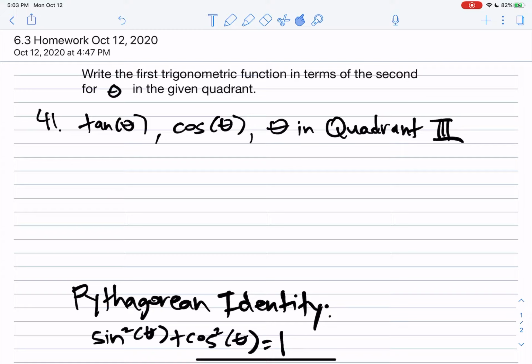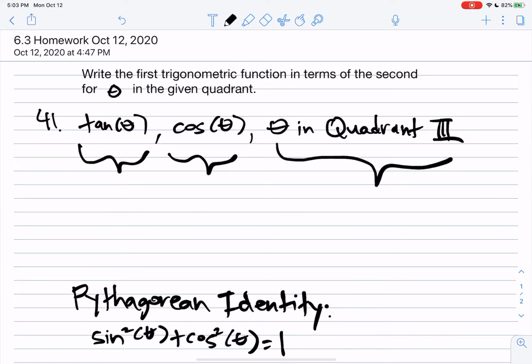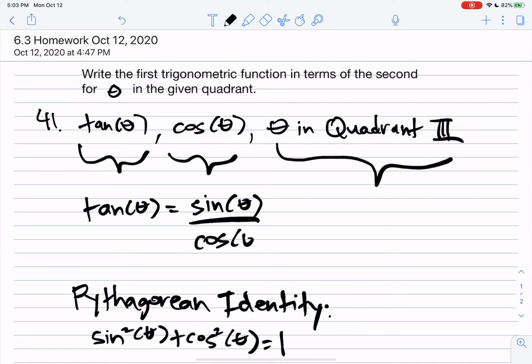All right, so number 41 says, write the first trigonometric function in terms of the second for theta in the given quadrant. So we want to write tangent of theta in terms of cosine of theta, where theta is in quadrant 3. Okay, so the first idea here is noticing that tangent of theta is just sine over cosine. So we almost have everything in terms of cosine. We just need to change sine of theta into a form of cosine of theta.